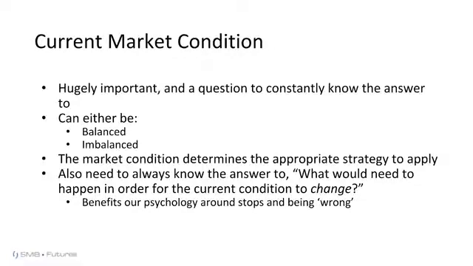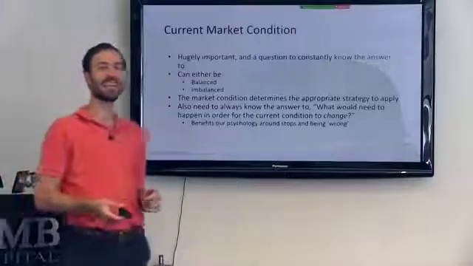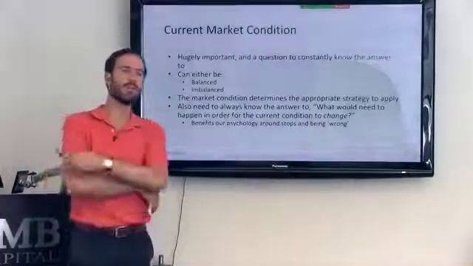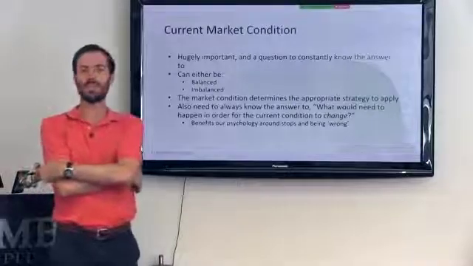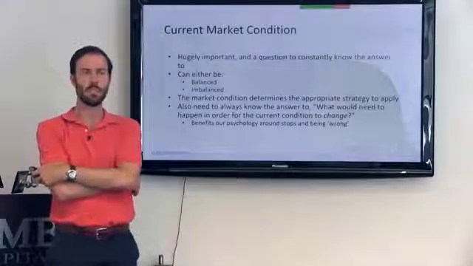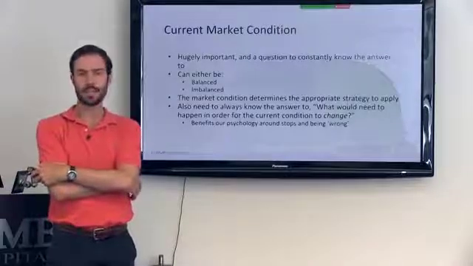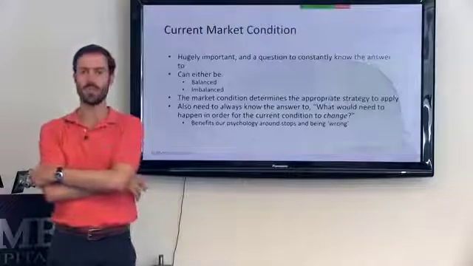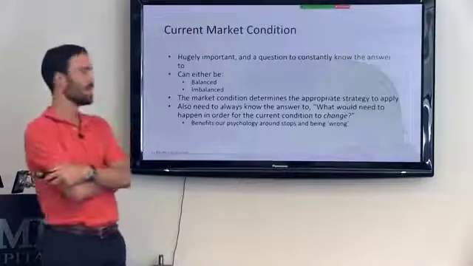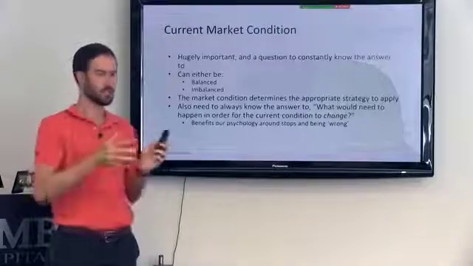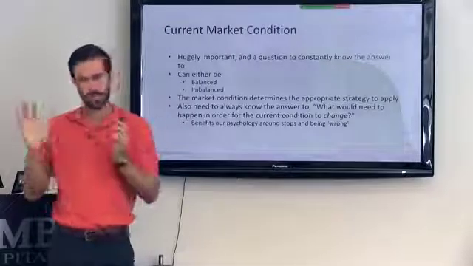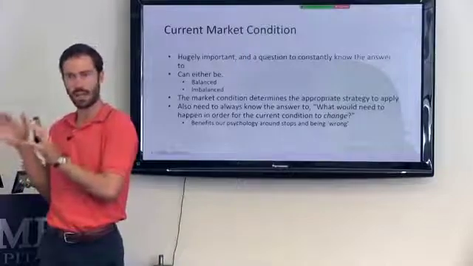We also need to know the answer to, this is huge, what would need to happen in order for the current condition to change? Okay? Too many times, and I get this question a lot, people say, well, if you use hypotheses and if you form these biases, a lot of times when I've tried to do that, I end up fighting the market, right? That's kind of a logical progression to think can happen. That is true if you just say, current condition is this, and you kind of forget about it and you just bang your head against the wall and continue to apply that strategy.